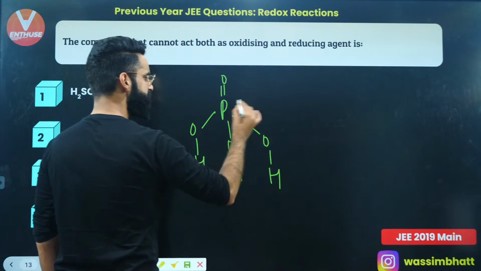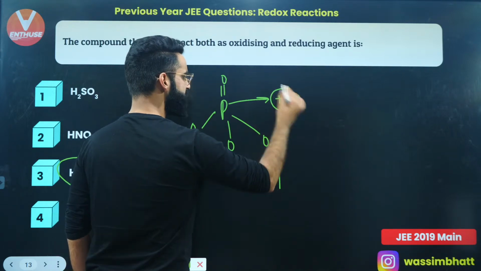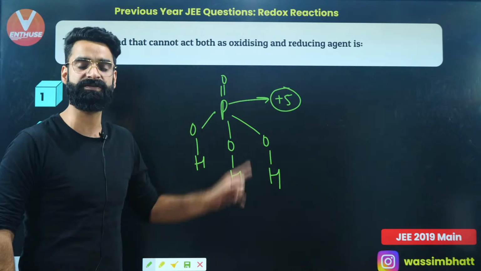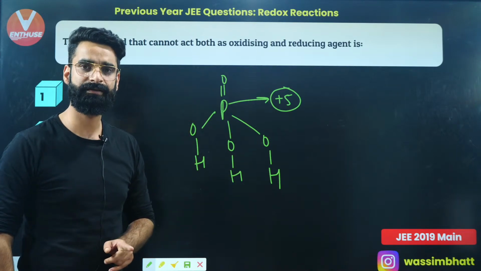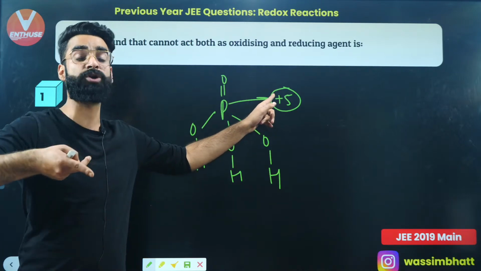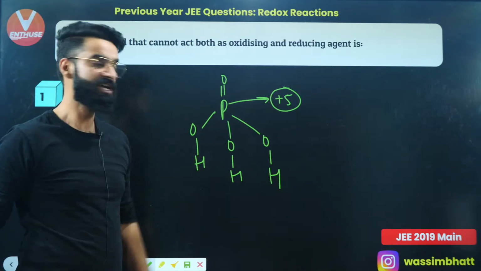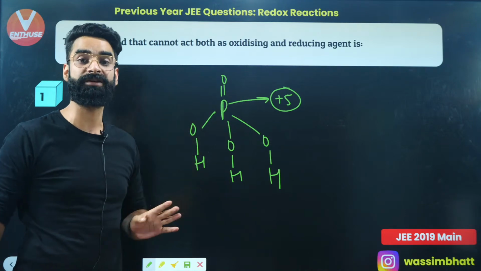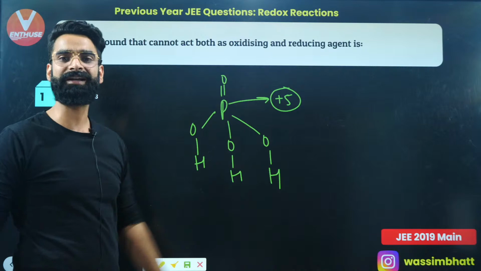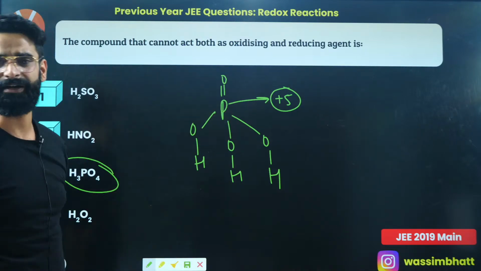If I ask you, what is the oxidation state of phosphorus right here? +5, right? +5 is the maximum oxidation state of phosphorus. Phosphorus cannot increase its oxidation state beyond +5. So phosphorus over here cannot undergo oxidation. So this compound cannot be acting as a reducing agent.